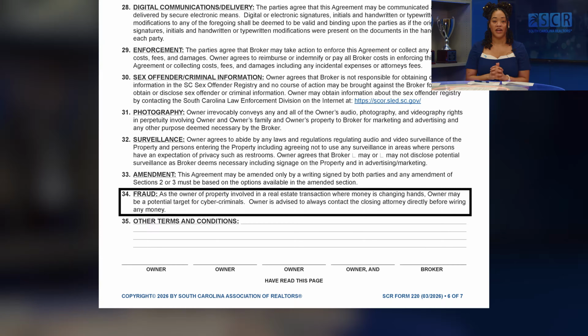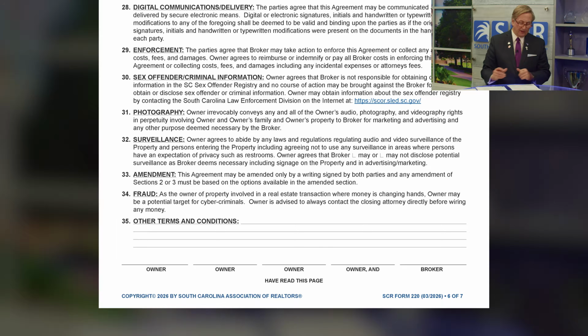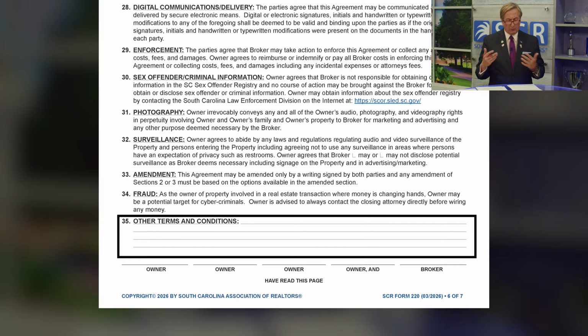Section 34 handles fraud. There is wire fraud, land scams, all kinds of fraud involving real estate. This section states that before wiring any funds, please contact your closing attorney and make sure you're following the appropriate directions for wiring funds. Section 35, other terms and conditions. This is for when your brokerage has lawyer-approved phrases, or you contact the hotline and talk to me or Tiara at the legal hotline to get some language to add into Section 35.